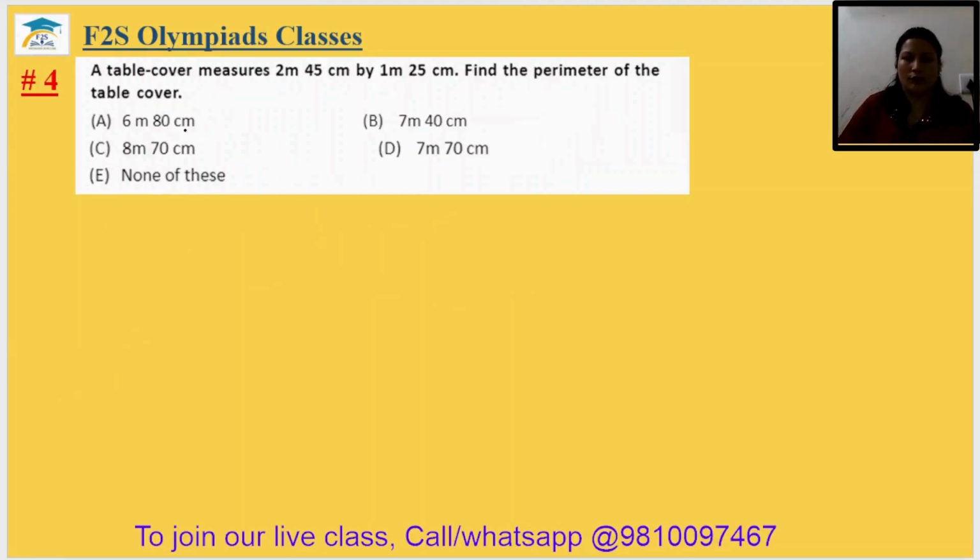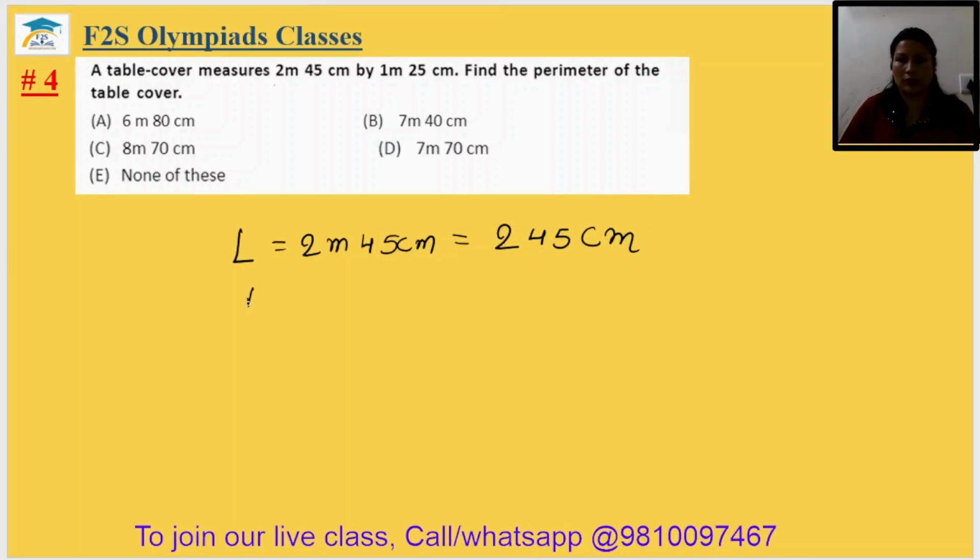Come to question number 4. A table cover measures 2 meter 45 centimeter by 1 meter 25 centimeter. Find the perimeter of the table cover. It's better that we first convert the length L, 2 meter 45 centimeter, into centimeter. 1 meter equal to 100 centimeter. So 2 meter equal to 200 centimeter. That is your 245 centimeter. B will be equal to 1 meter 25 centimeter. So that is your 125 centimeter.